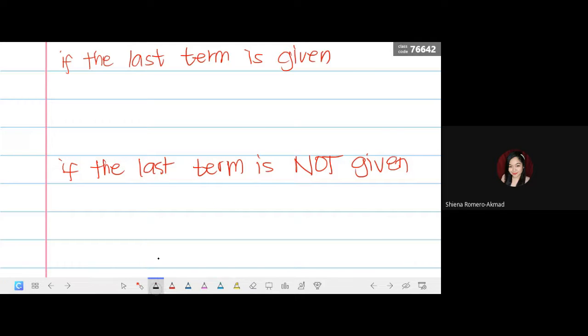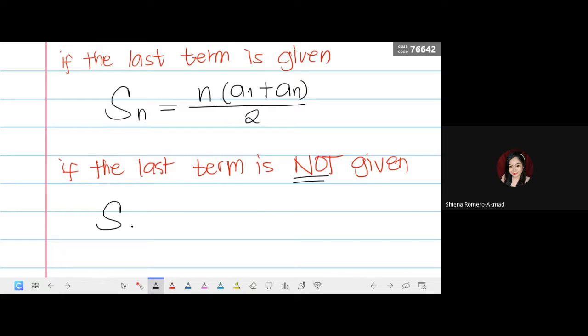Yan. Kapag last term is given, simple lang yung formula. S sub n is equal to n times the first term plus the last term divided by 2. Kapag hindi binigay yung last term, ang formula natin is S sub n is equal to n times 2 times a sub 1 plus b times n minus 1.